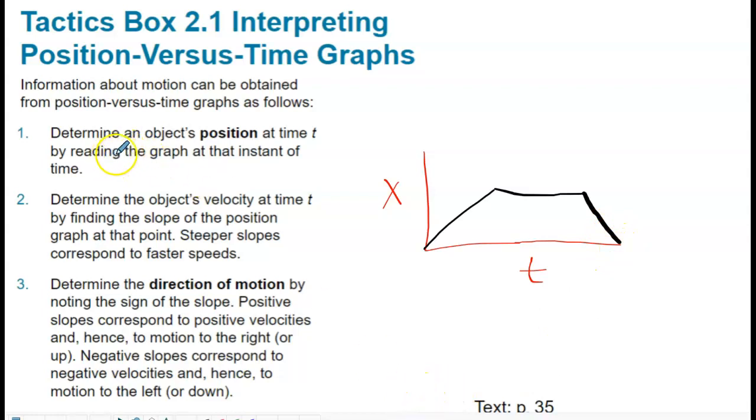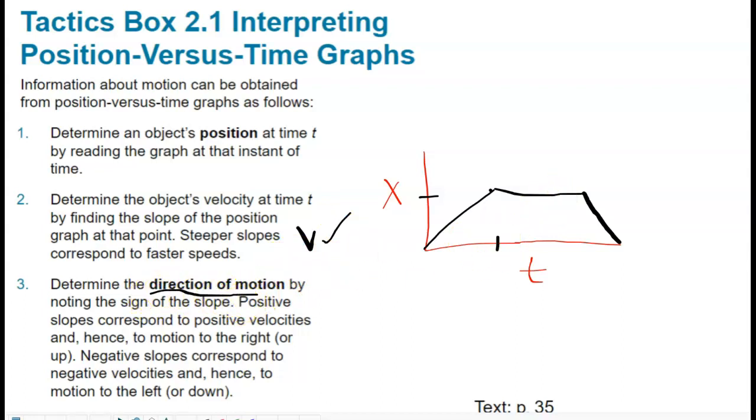It says you can determine the object's position, whatever number it's at, that just tells you the position at a certain time. We're going to be able to read those off. Well, we're going to practice this in a minute. The slope of the line, again, represents the velocity. So velocity is the slope. That's an important concept that you're going to need to use on future tests. And then the direction of the motion is also described.